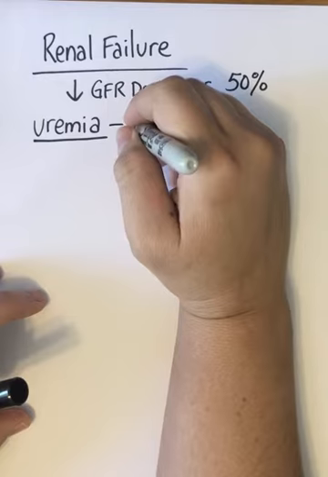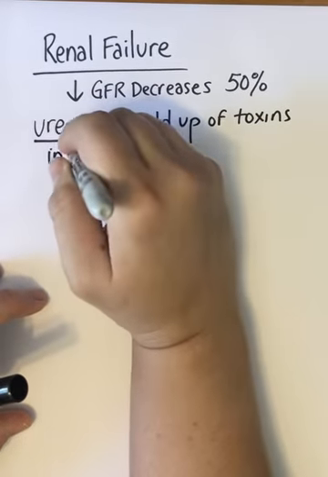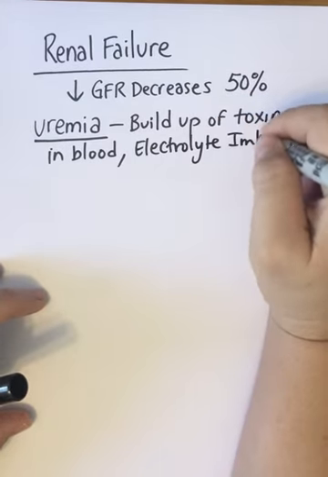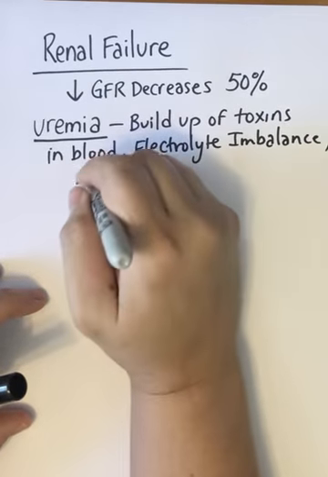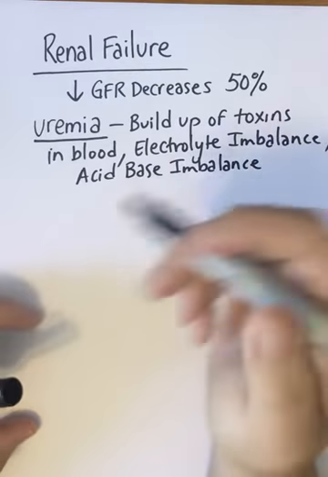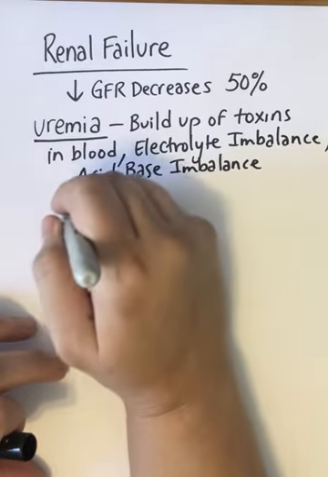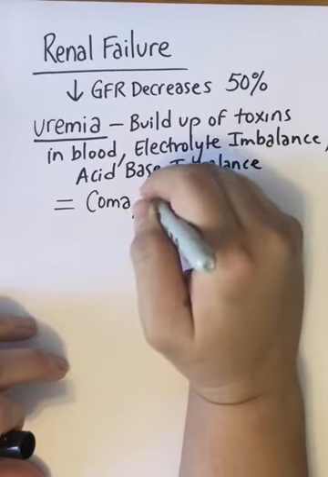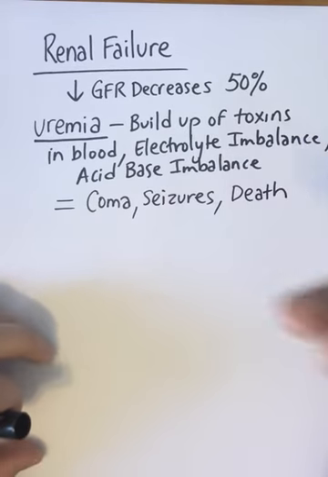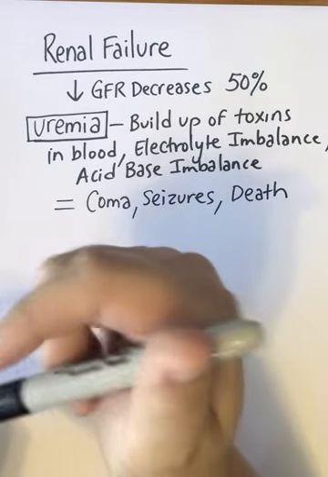In uremia, you have a buildup of toxins in the blood. That's going to include too many electrolytes and acid-base imbalance. But all of these are just kind of floating in the blood. Now, when you get to renal failure and you have this uremia, if it's not treated, it's going to result in going into a coma, having seizures because you have all these electrolyte imbalances, and if not treated, death. That's renal failure. You get a buildup of these wastes that the kidneys would normally get rid of, and it starts to accumulate in the blood, so we call it uremia.